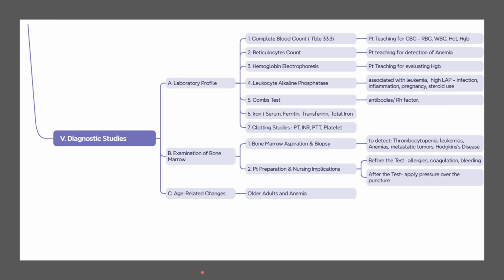covering types of transfusion compatibilities and especially the recognition and management of various transfusion reactions: acute hemolytic, febrile, allergic, bacterial, circulatory overload. For age-related changes, older adults and anemia.